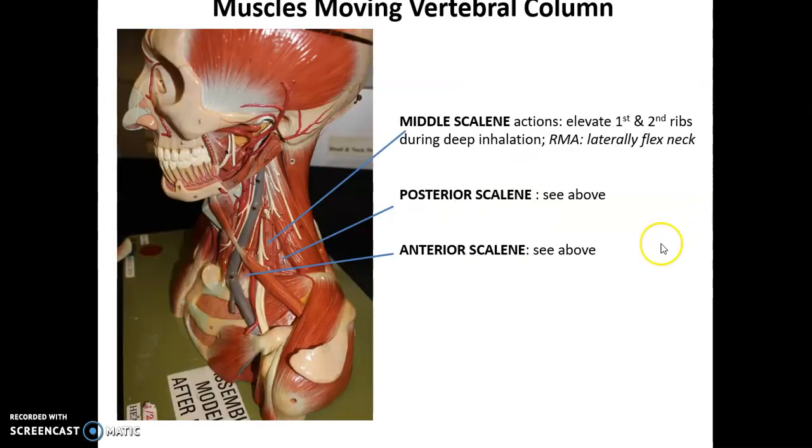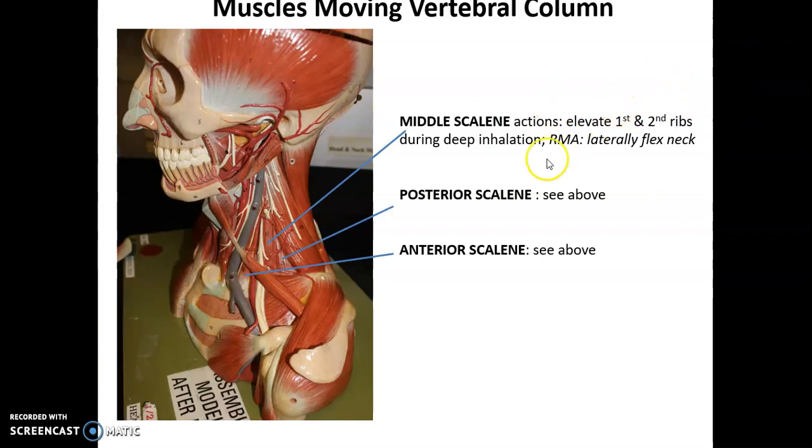So, starting with muscles that move the vertebral column, here we have the three scalenes: anterior scalene, middle scalene, and posterior scalene, which is a little hard to see. It's hidden a bit under the levator scapulae muscle. So again, anterior scalene, middle scalene, and posterior scalene. All of them have their insertion in ribs 1 and 2. So the scalenes, all of them, elevate the first and second ribs during deep inhalations when you try to breathe in as deep as possible.